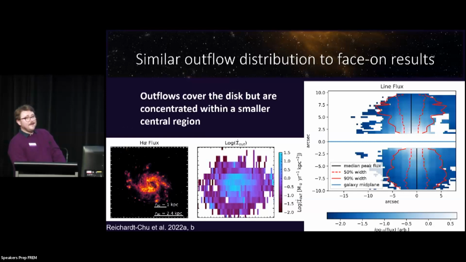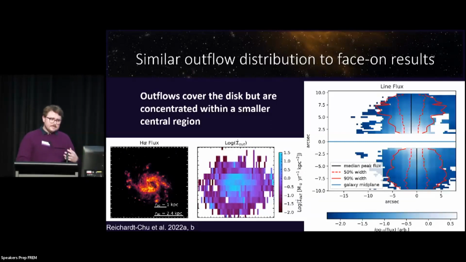And we can look at the similarity in these edge-on results to results that you've already seen today. This is, I think, an old version of a plot that Bron showed, where she was finding outflows right across the face of the disk, but with most of the mass contained within a much smaller, more centralized region. And that's exactly what we see in edge-on results on McPherson 1486, where we have these very wide outflows at the 90% width that are implying covering fractions of order 100%, but then the majority of the mass is contained within a much more central region.